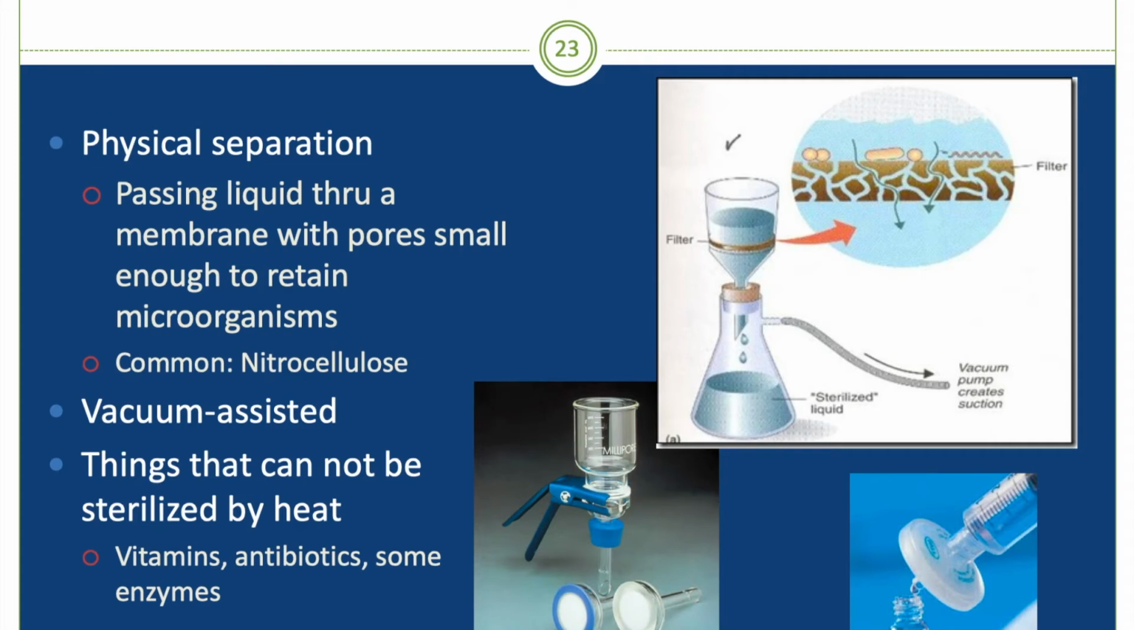There are certain things that we cannot sterilize by heat, and these are some of the things that we use filtration to sterilize, like vitamins and antibiotics and enzymes that heat would destroy.